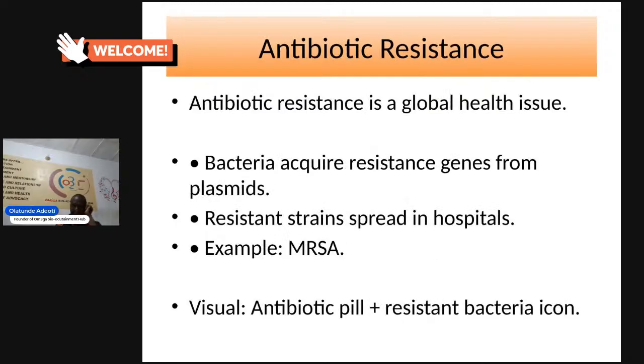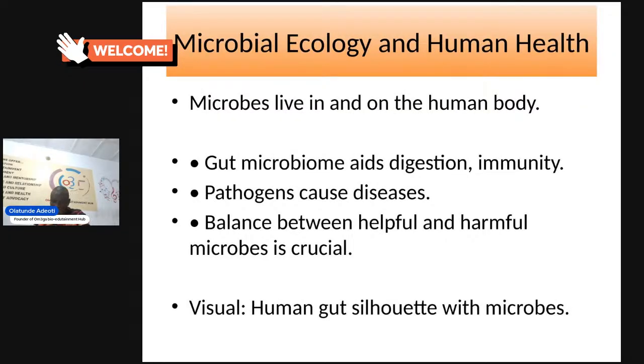So antibiotic resistance. We are also going to talk about antibiotic resistance, and because this one is a global health issue, it is a threat to the world at large. Bacteria acquire resistant genes from plasmids. Resistant strains will spread from one hospital to another. An example is methicillin resistant Staphylococcus aureus. So we get to know this as well.